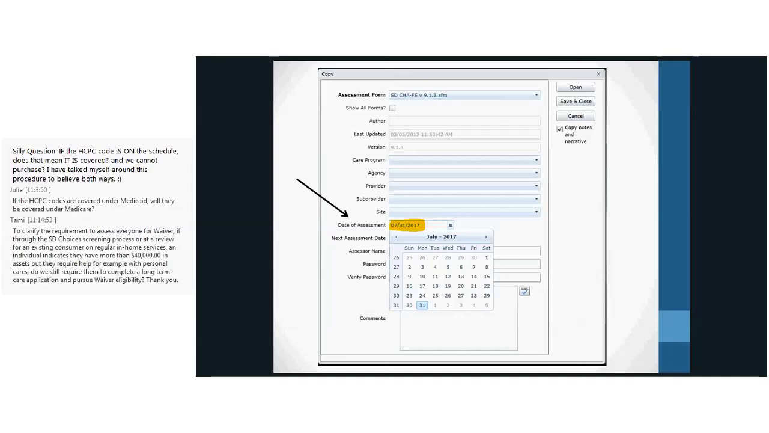Okay, so a question. To clarify the requirement to assess everyone for waiver, if through the South Dakota Choices screening process or at a review for an existing consumer on regular in-home services, an individual indicates they have more than $40,000 in assets, but they require help, for example, with personal cares, do we still require them to complete a long-term care application and pursue waiver eligibility?